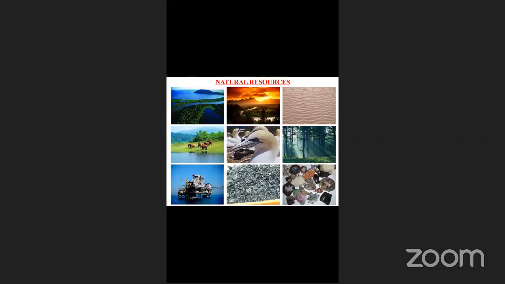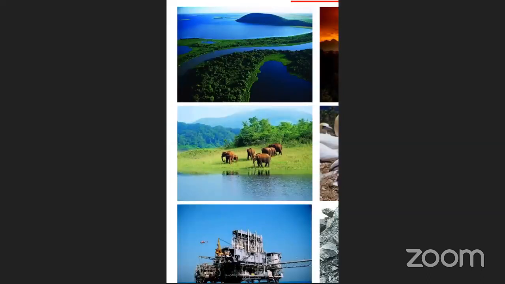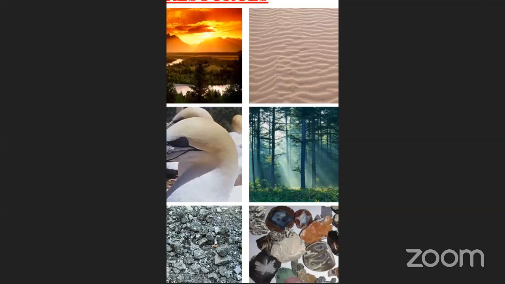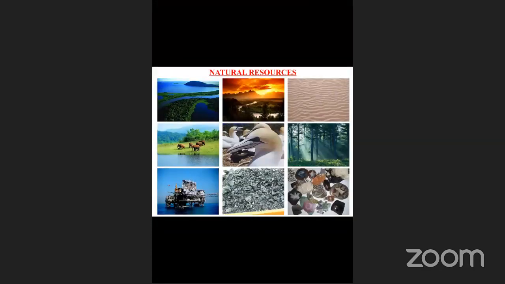Now you can see the picture of natural resources. So beautiful pictures of our nature. The natural resources: water, the mountains, the plants, the desert, the forest, birds and animals, sea, water, the stones, your precious gems. Right? So these are our precious natural resources that we have in nature.